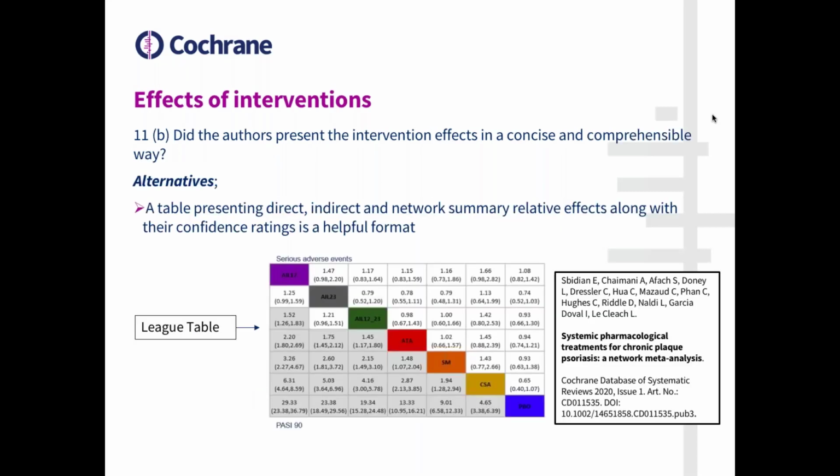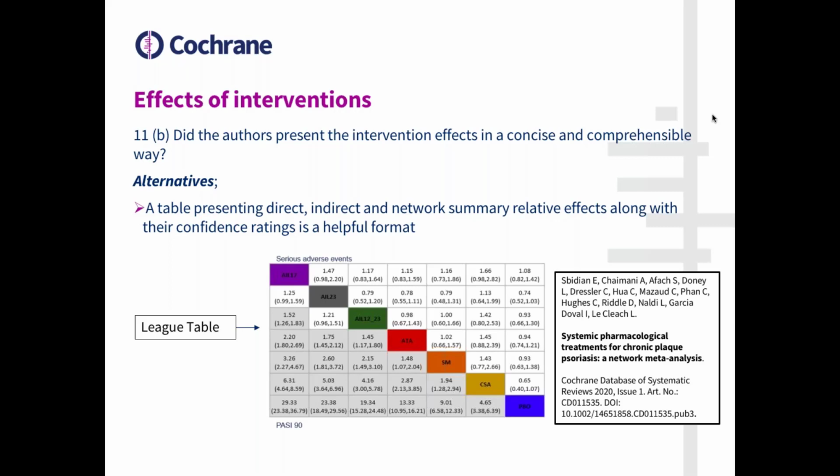Or an alternative way to present the intervention effects is as a league table, like the one we see here, which presents the direct, indirect, and the network summary relative effects along with their confidence ratings. This league table is actually showing two different outcomes at once. If we look at the little squares in the bottom left triangle, that's showing the evidence related to PASI 90, which is a psoriasis area severity index. So it's a measure of psoriasis.